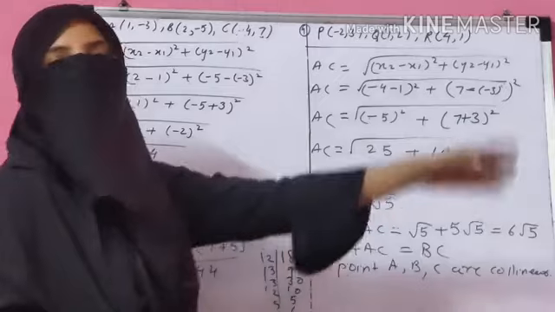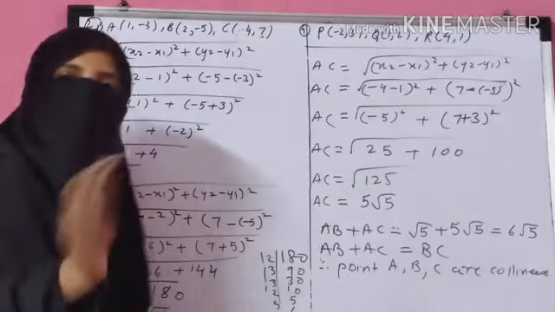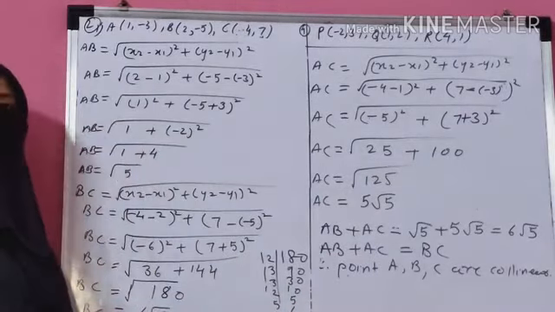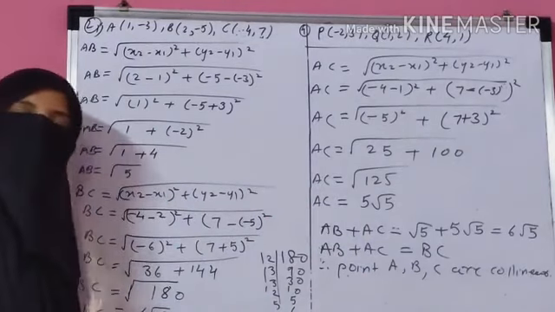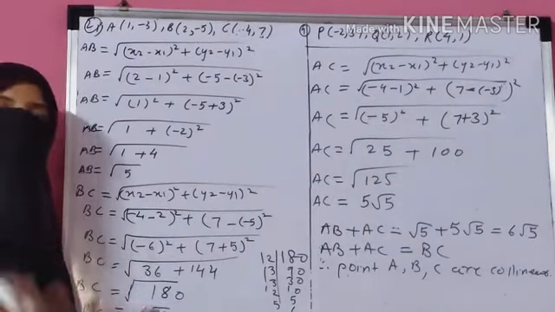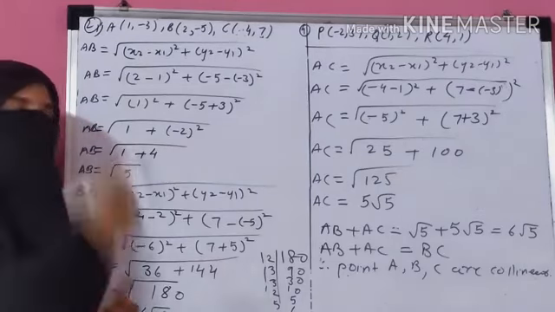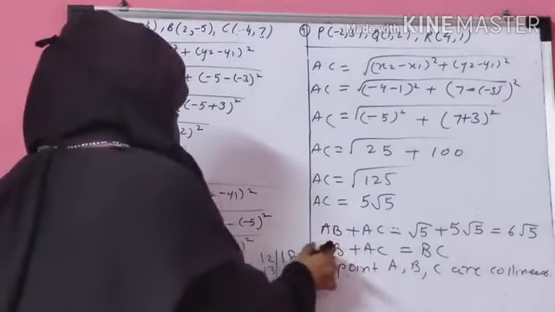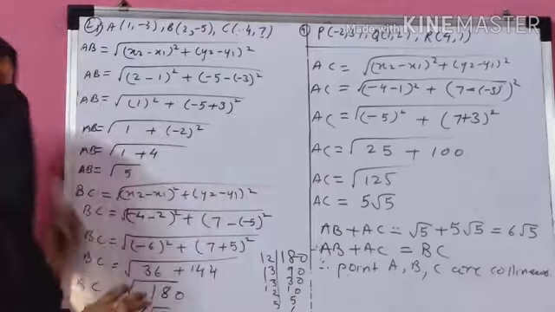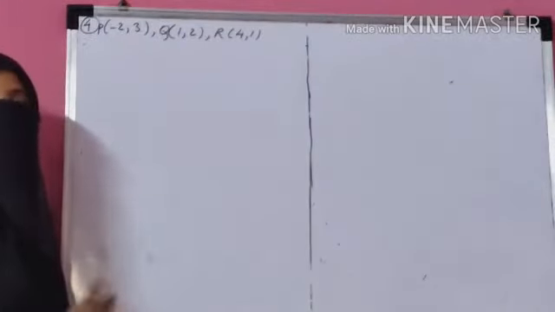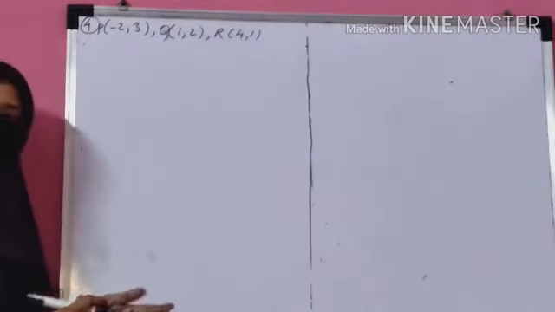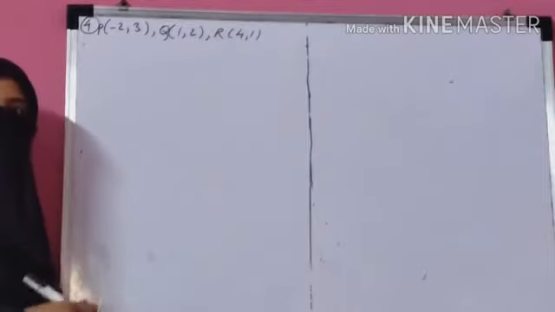So therefore points A, B, C are collinear as the addition of the smaller distances is equal to the greater one. Or you can say that the addition of the smaller segments is equal to the greater segment. So therefore points are collinear. Got it? Okay. Question number 4 says determine whether these 3 points are collinear. I hope you understood the steps.